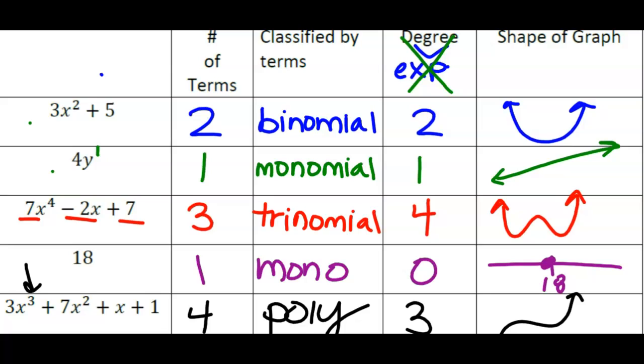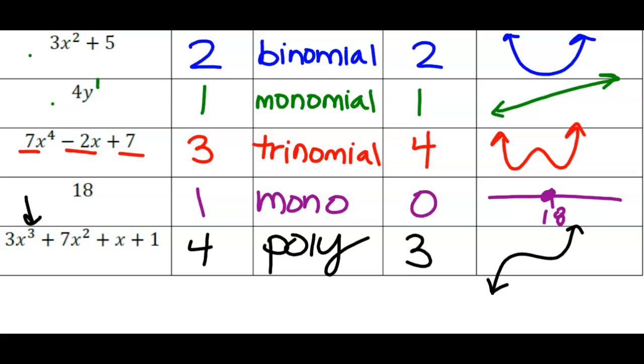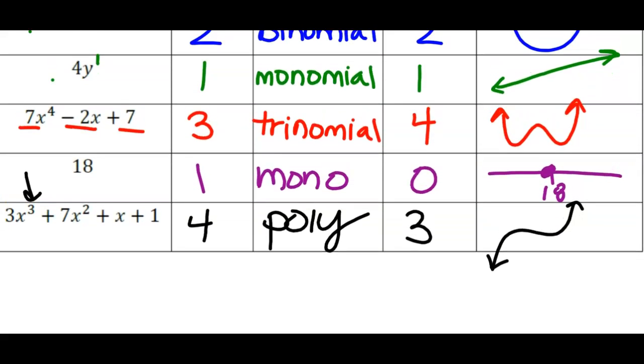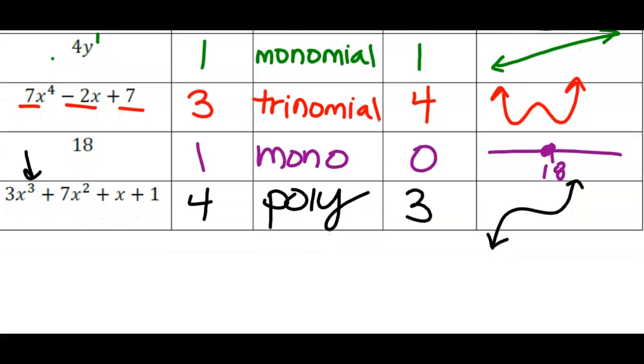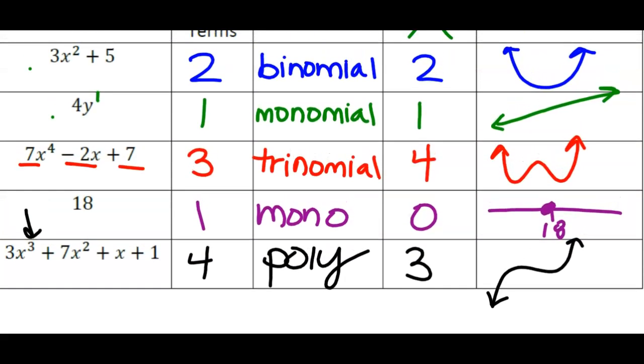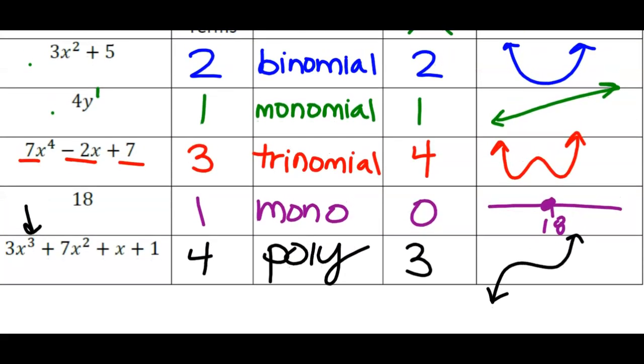The third one is a trinomial. That is not a quadratic. We are going to talk a lot about quadratics, a specific type of trinomial. 18 is a monomial, no plus and minus signs in there. And then this last one is a polynomial because there are 4 different terms in it. Okay?